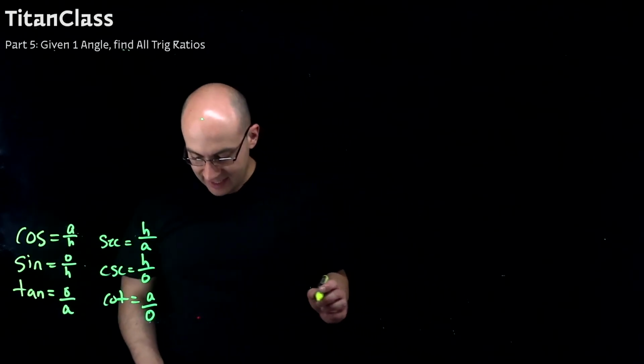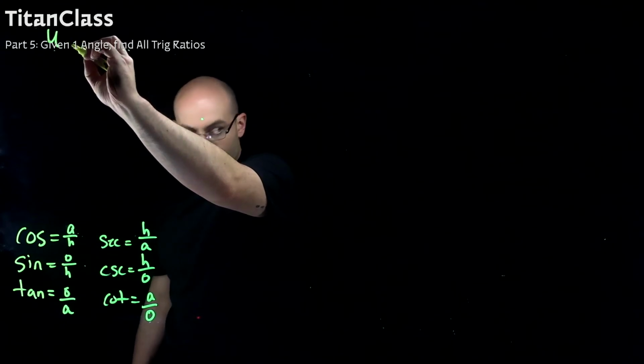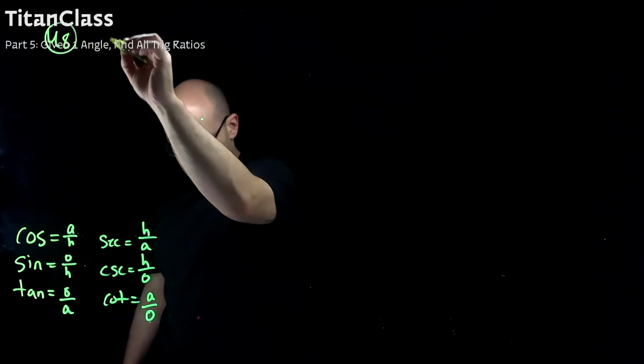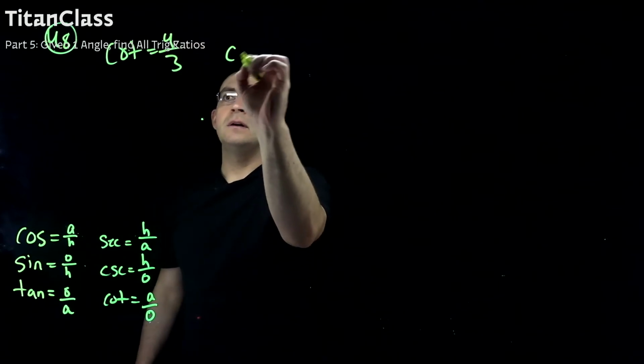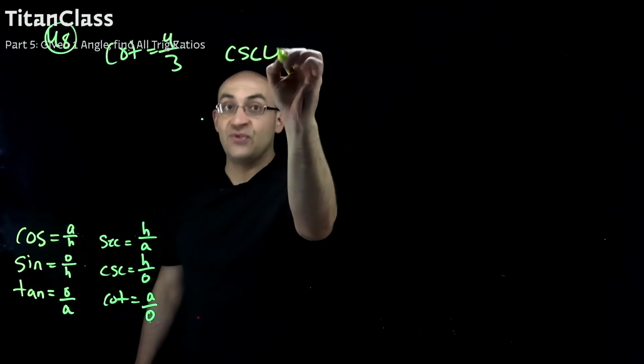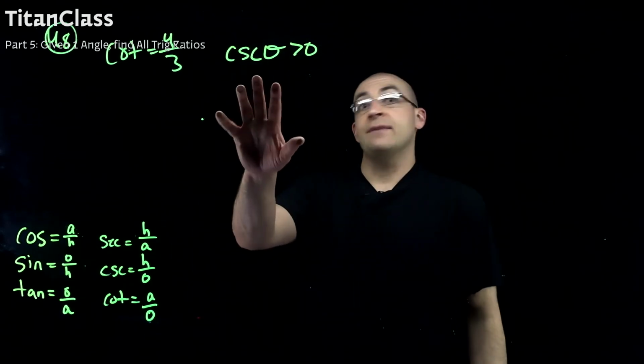Last one in this set. Okay. Given that cotangent, this is 46, 47, 48. Given that cotangent is 4 over 3, and cosecant of theta is greater than 0, find the other values. Okay, now what we have is a constraint.